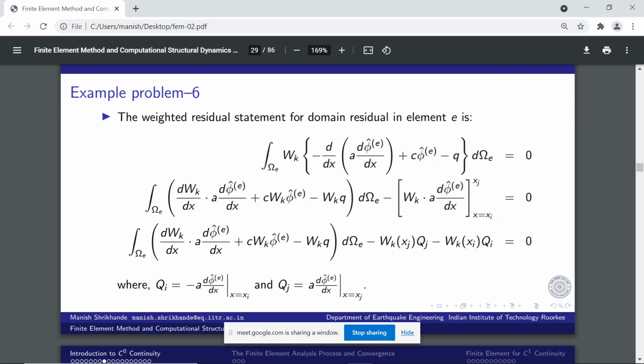Now we can substitute this a times d phi by dx at the individual element nodes, and we can find that this is wi at the ith node, where qi is the secondary variable, given as negative of a times d phi by dx at x equal to xi, and qj is equal to a times d phi by dx at x equal to xj. So that is how, if we evaluate all these, this brings us to this particular form.